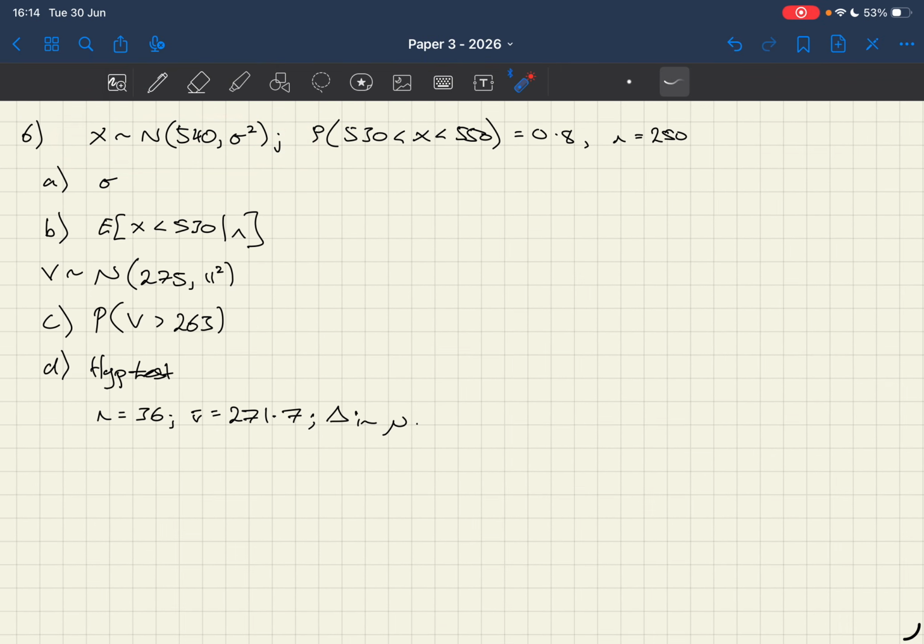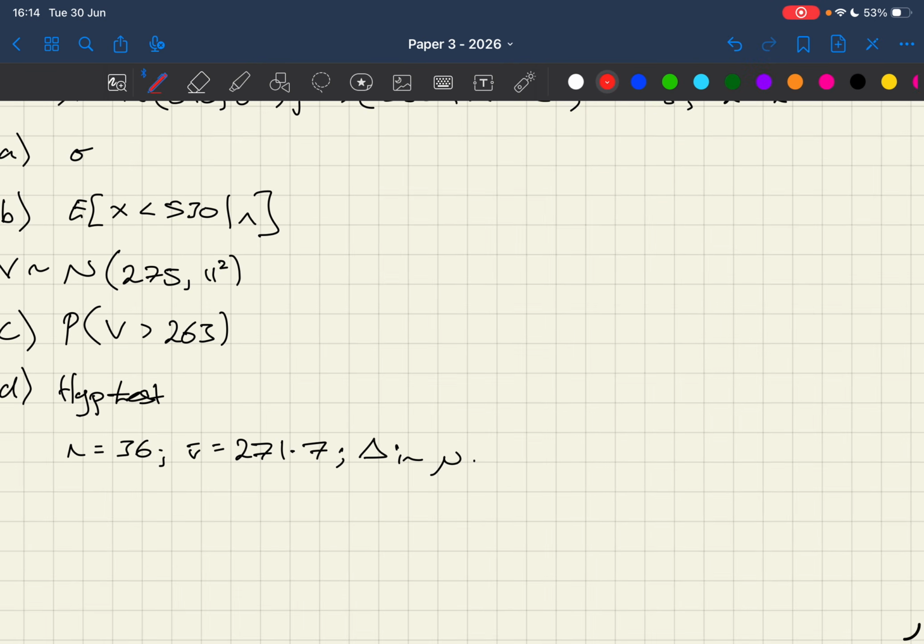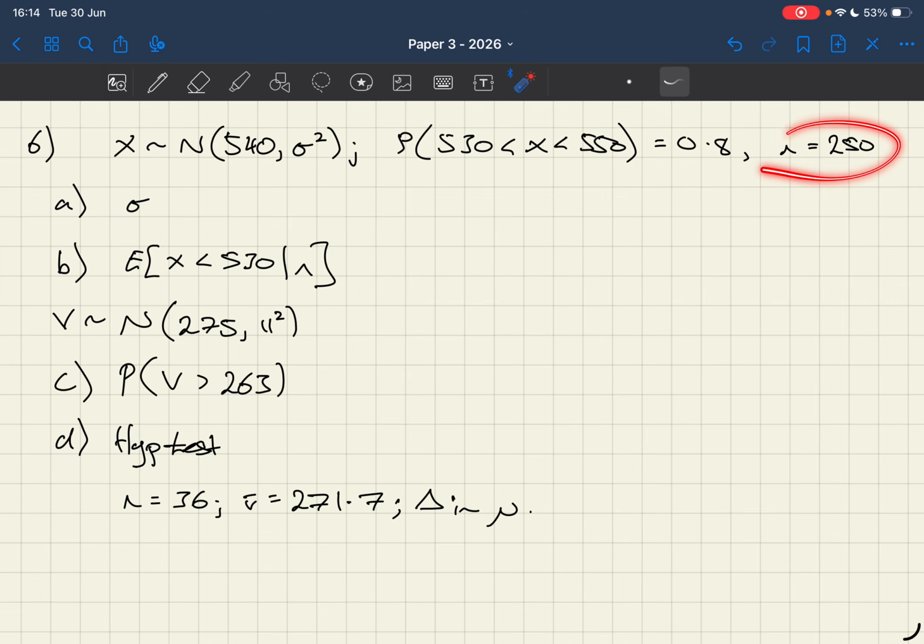We're told the distribution, but we don't know the variance or standard deviation. But we do know that 540 is the middle. So 10 centimeters either side, or 10 somethings either side, is 80%. And we have a sample size later on of 250. Let's find sigma then. I think that's going to be like the sample mean. Yeah, we're going to do a sample of these things.